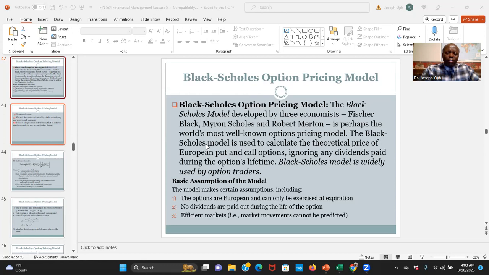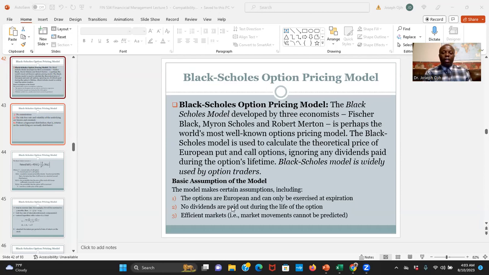Those terms are just used to describe the type of transaction done. Now, there are some basic assumptions of the Black-Scholes model. The first one is that the options are European and can only be exercised at expiration. So when it expires, that's the only time you exercise it. Black-Scholes assumes that the options, both the call option and the put option, are European options. The second assumption is that no dividends are paid out during the life of the option.